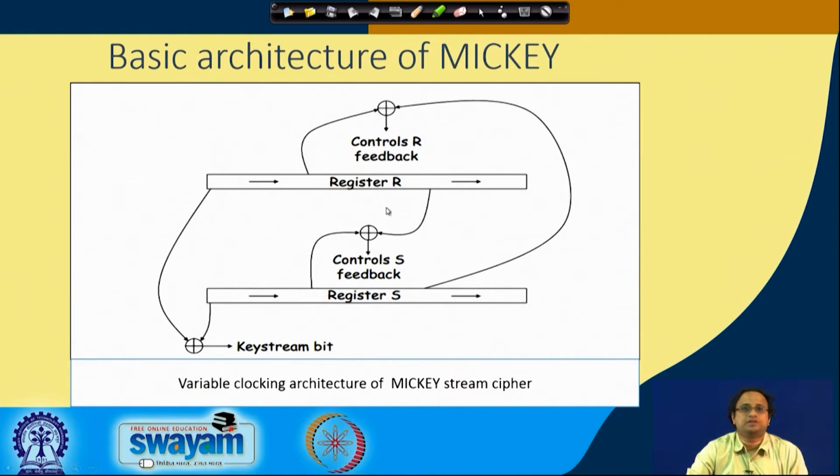This is how Mickey looks. You can see that there are 2 registers: register R, which is a linear feedback shift register, and register S, which is a nonlinear feedback shift register. There is independent control for register R and for register S. That means the clocking of both the registers takes place in a somewhat irregular way, and that is why it has this name. They are finally XORed to get your keystream bits. This is the corresponding output of your keystream generator.